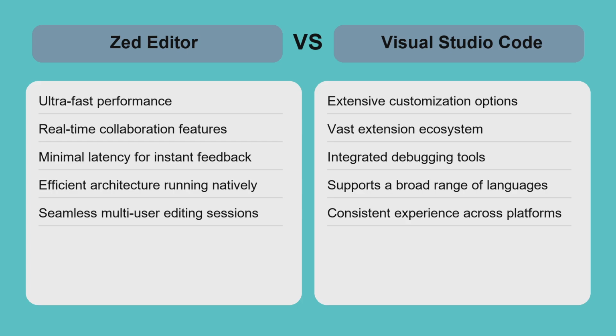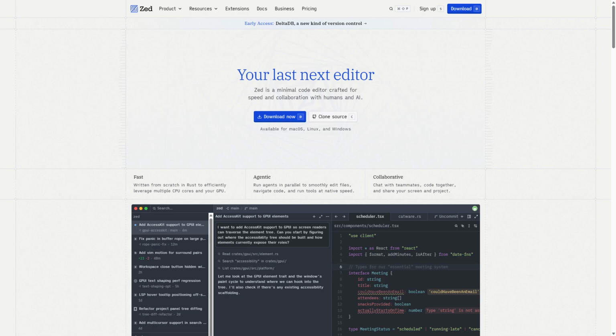If you want a lightweight, collaborative editor, Z is the way to go. If you need a versatile, feature-packed environment, VS Code remains the industry standard. Choose Z Editor if real-time collaboration and ultra-fast performance are your top priorities, especially for team-based development projects.